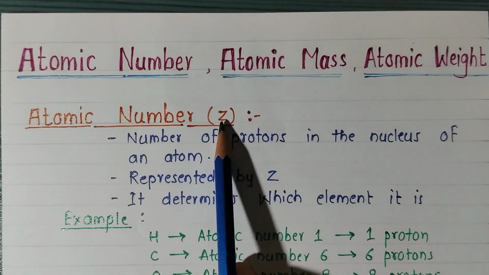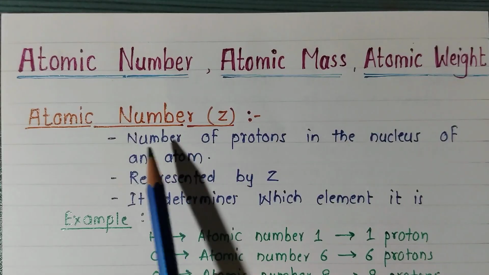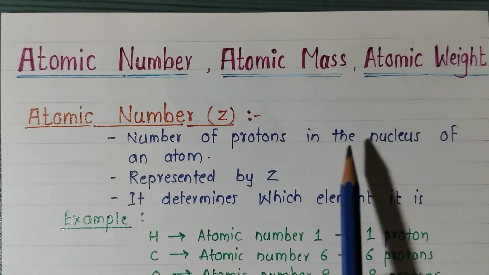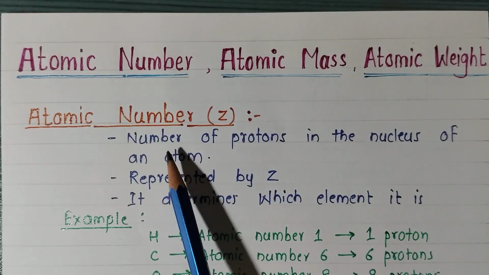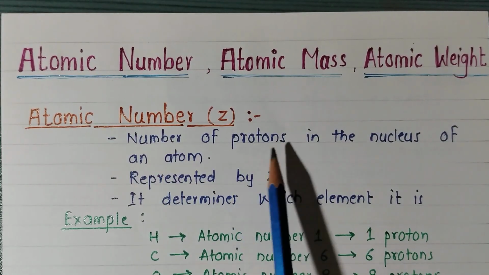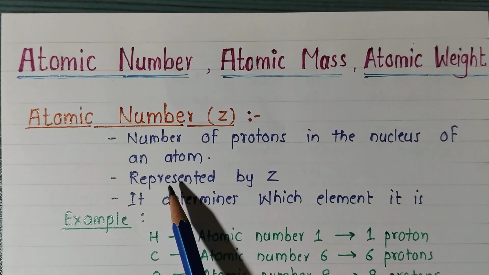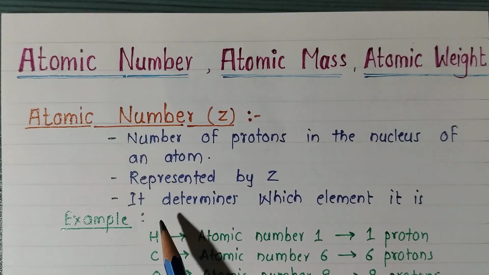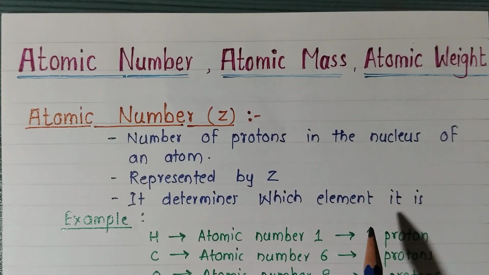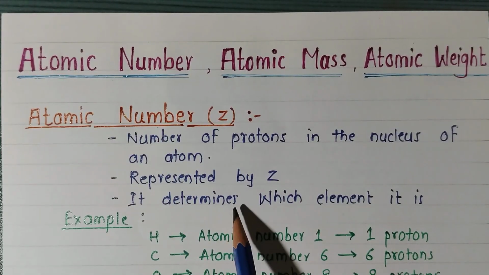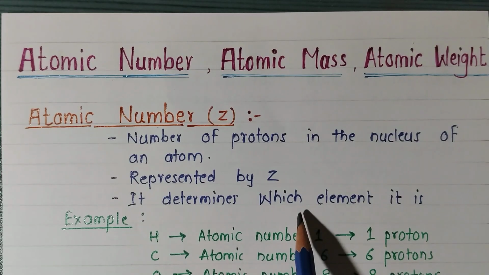Atomic number is represented by Z. So what is meant by atomic number? Atomic number means the total number of protons in the nucleus of an atom. It determines which element it is. It is the identity of an element. So from the atomic number we can determine which element it is.